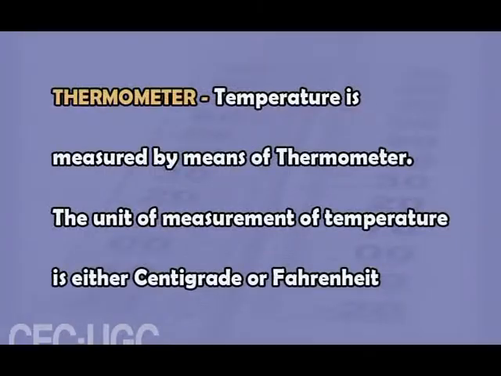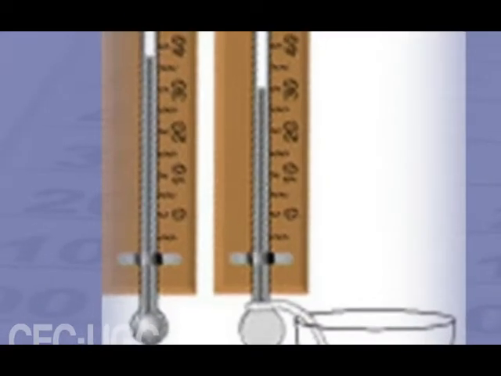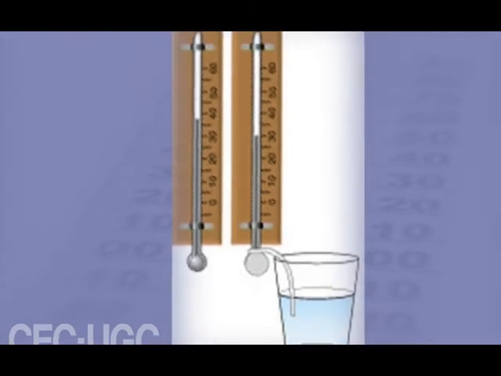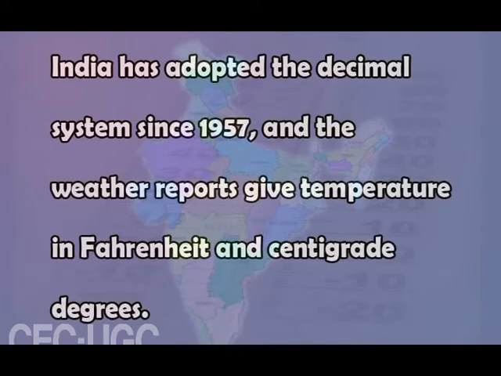Thermometer. Temperature is measured by means of a thermometer. The unit of measurement of temperature is either centigrade or Fahrenheit. Thermometer is used for measuring the surface temperatures. India has adopted the decimal system since 1957 and the weather reports give temperature in Fahrenheit and centigrade degrees. All temperatures are measured in a well ventilated structure known as Stephenson's screen.